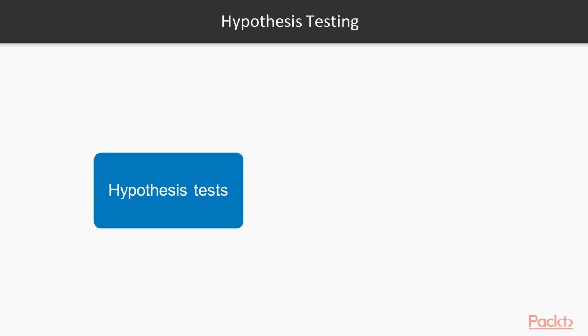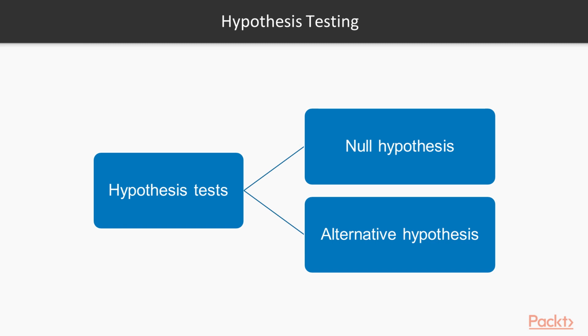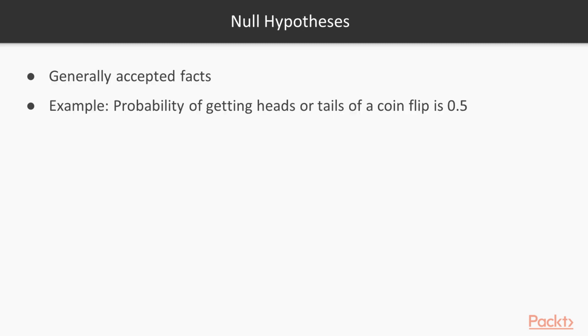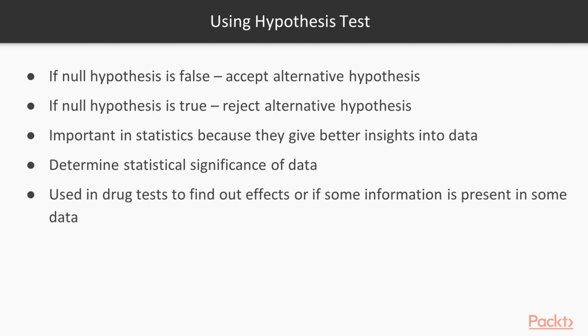Hypothesis tests consider two hypotheses: the null hypothesis and the alternative hypothesis. The null hypothesis is generally an accepted fact, such as the probability of getting heads or tails in a coin flip is 0.5. An alternative hypothesis is a hypothesis we want to prove. For example, we want to find out if a coin is biased or not. Usually, we test a null hypothesis, and if the null hypothesis is false, then we accept the alternative hypothesis. If the null hypothesis is true, then we reject the alternative hypothesis.